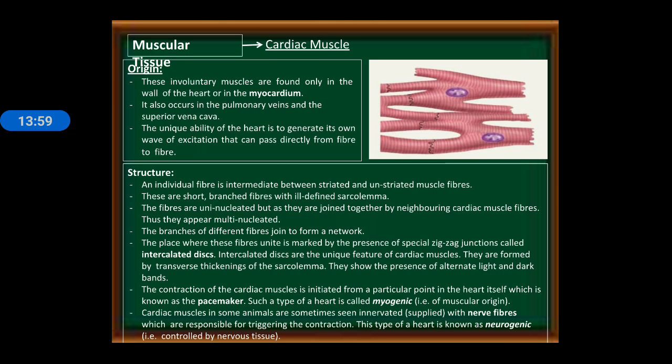Next is cardiac muscle. These involuntary muscles are found in the wall of the heart, in the myocardium. It also occurs in the pulmonary veins and superior vena cava. The unique ability of the heart is to generate its own wave of contraction, meaning cardiac muscles have their own contraction mechanism, and they regularly contract and relax. The contraction of cardiac muscles is initiated by a particular point in the heart known as the pacemaker, and such a heart is known as myogenic.